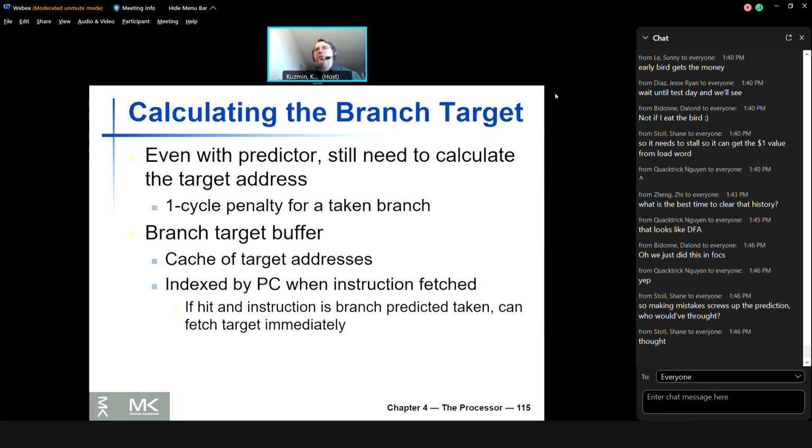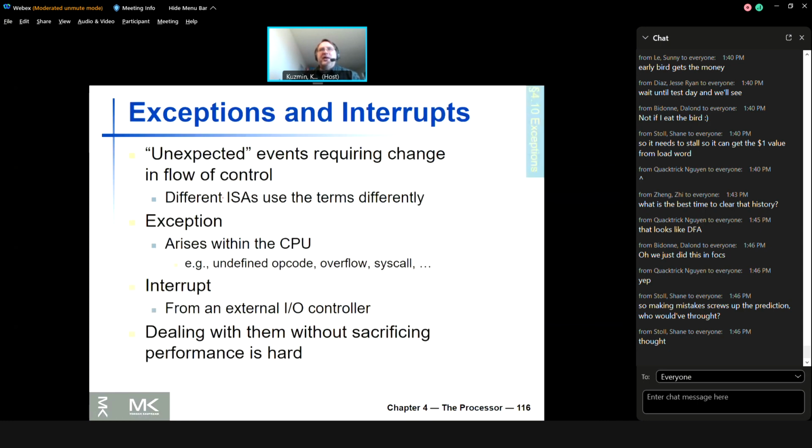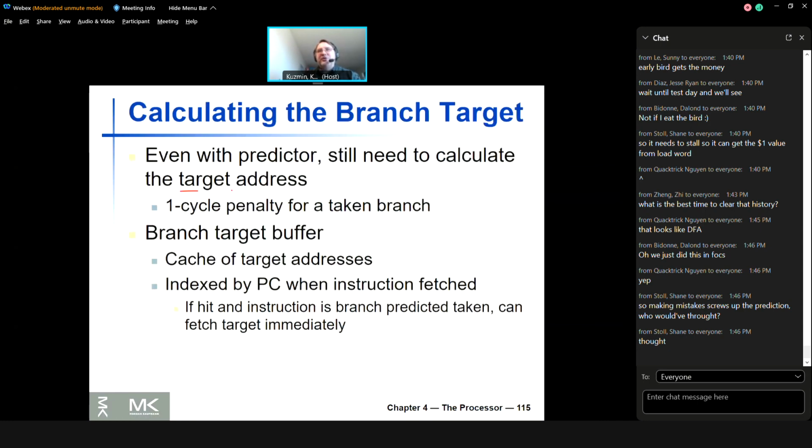So apart from determining whether the branch is taken or not, we also have another task, and that is to calculate the branch target. If we know that the branch is taken, we need to know where to jump, where to branch. So we need to know this target address, and that would, of course, require additional hardware, right? So 1 cycle penalty for a taken branch, and we need to introduce a branch target buffer. So we would have to cache their target addresses.